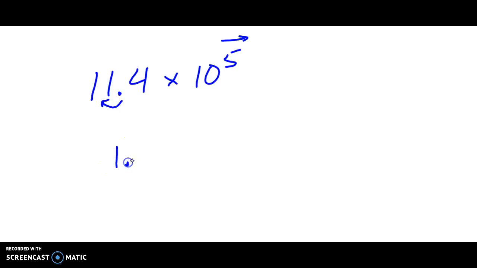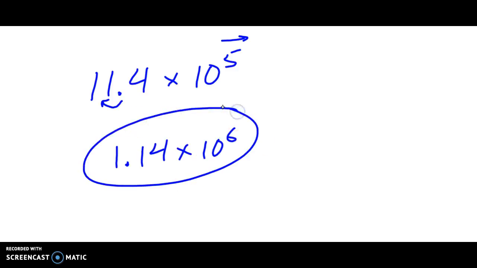So real quick, let's say you got one that looked like this: 11.4 times 10 to the 5th. All right, so not in correct scientific notation. This decimal wants to move to the right. We are going to have to move it one spot in the opposite direction. So we are adding a spot that it's going to have to go, and now this would be 10 to the 6th.